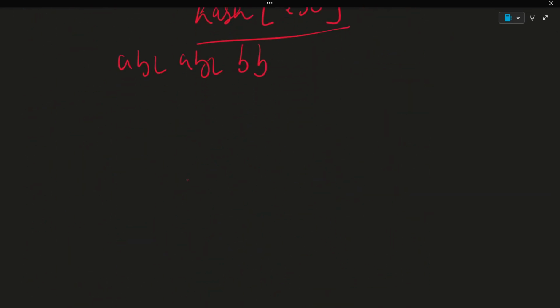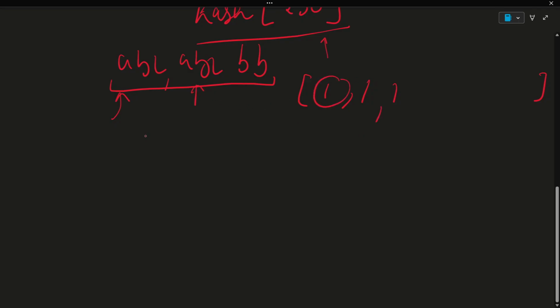Now here, as I was saying, let's say we got A. In the 256 array, we say A is 1, then B is also 1, C is also 1. Now we come to A. A is already 1 here, so we won't put it in there.